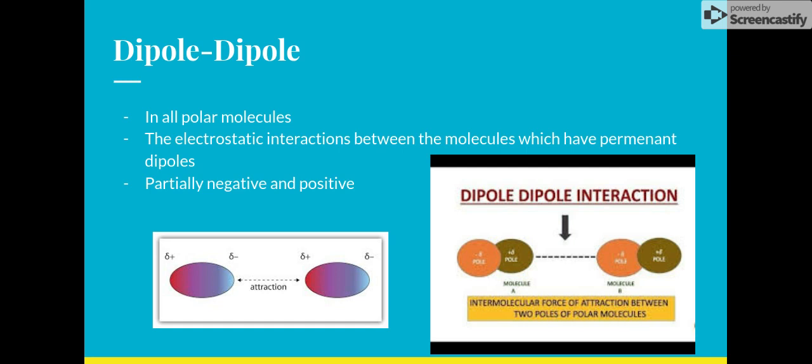The next is dipole-dipole forces, which are in all polar molecules. It is known as the electrostatic interactions between the molecules which have permanent dipoles, unlike London dispersion, which has temporary. In the picture at the bottom, it shows the partially negative and positive ends attracting each other.